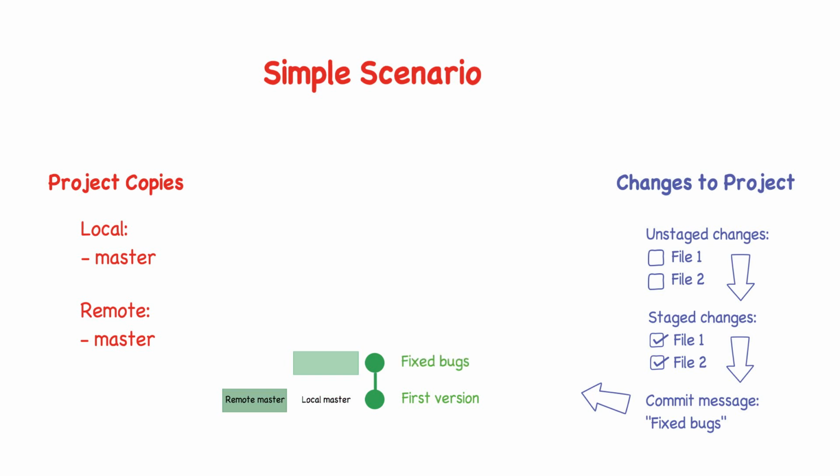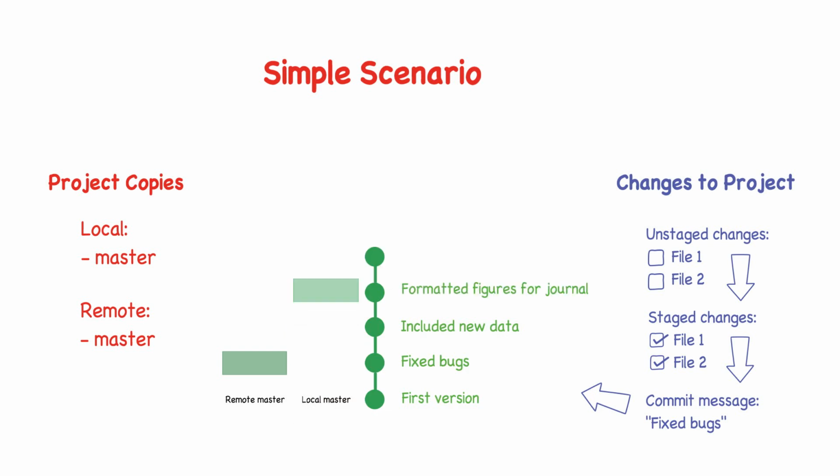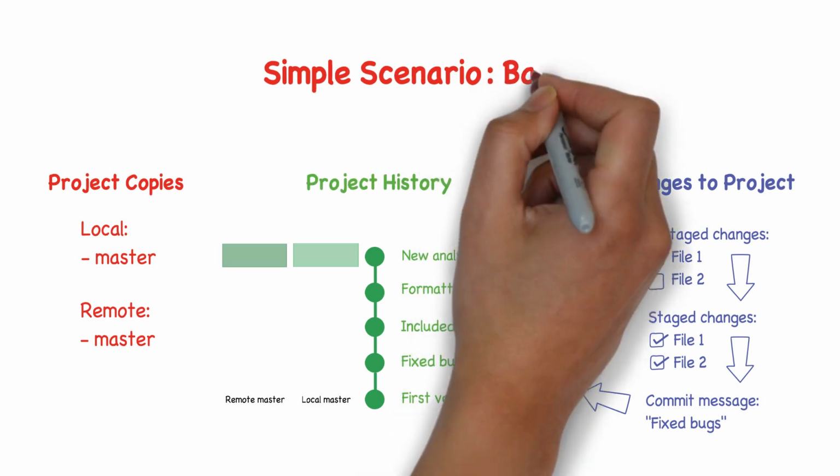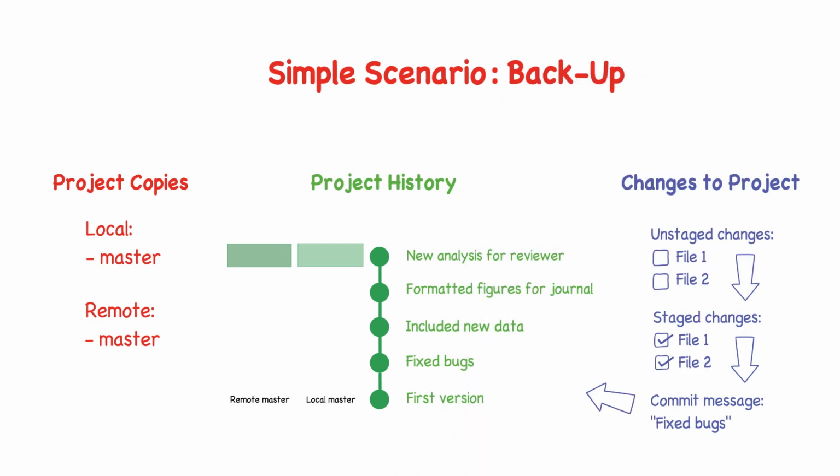But now the local master is one commit ahead of the remote master. I need to actively push the changes to the remote master. This does not happen automatically. Now both are at the same version again. This goes on, and I may even be ahead of the remote master by a few commits, but it is a good idea to stage, commit and push often. In this simple scenario, you can think of it as your backup system.